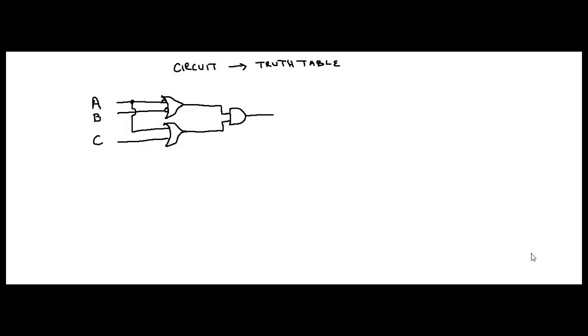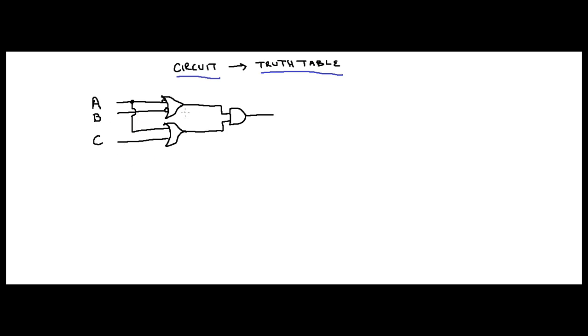Alright everybody, so let's start off this section and have a brief review of the last video. Basically, we're going from a circuit, right? If you're given a circuit, you're going to end up with a truth table. So this is an example, okay?